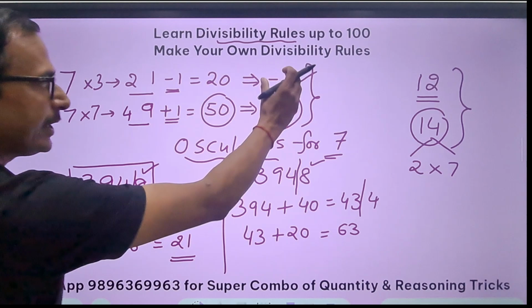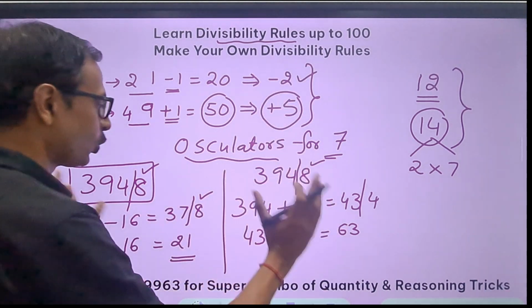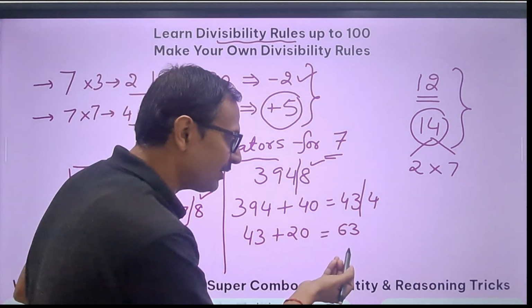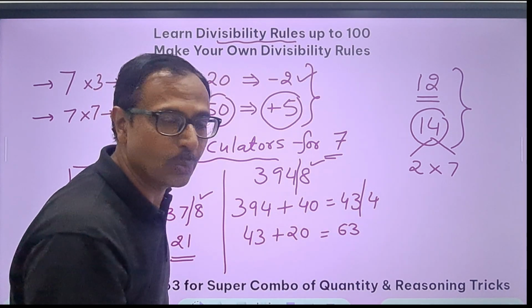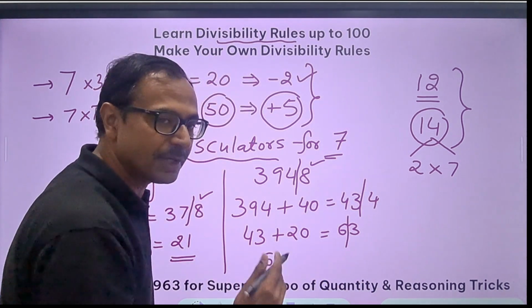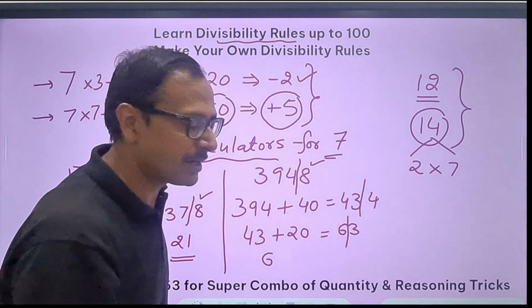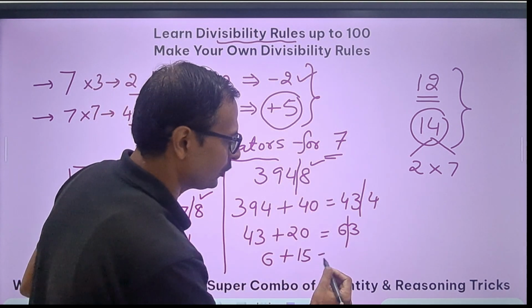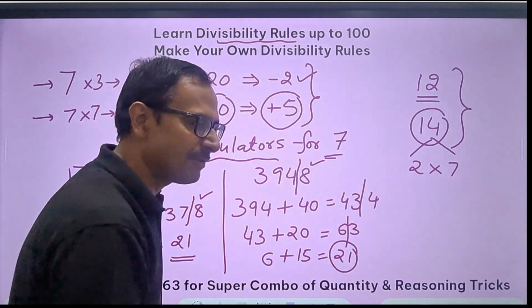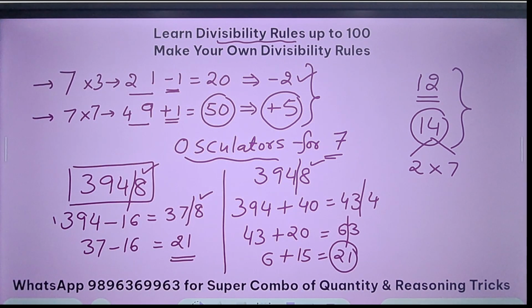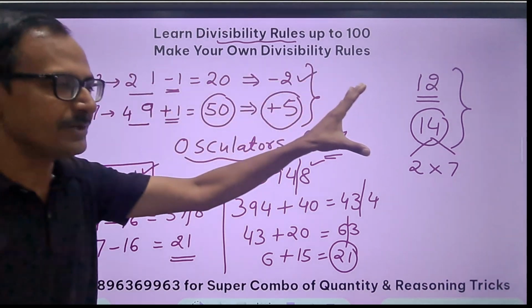So both the oscillators give me two different rules through which I can check divisibility by 7. But even if the 7 times table is not known and you don't know 63, you can still separate it out and convert it into a much easier number: 6 plus 5 times 3 is 15. Now you get 21, and now 21 is 7 times 3. Pretty easy, no? Right? This is how you use the concept of oscillators.